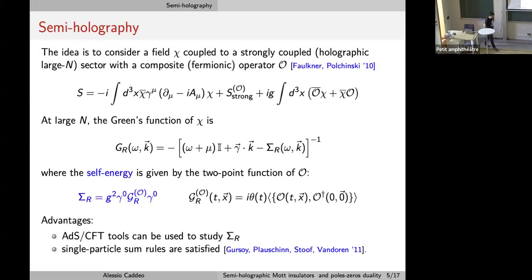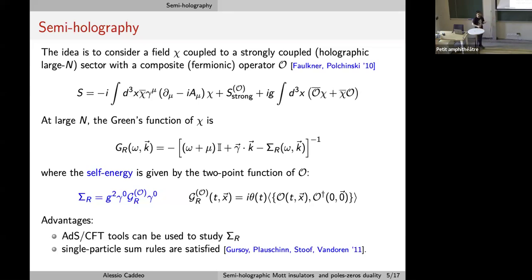So let me say first in general what semi-holography is. The idea of semi-holography was presented by Faulkner and Polchinski several years ago. And the idea is to study in a quantum field theory framework the dynamics of some fields. In my case, it will be a fundamental fermion chi, coupled to a strongly coupled sector, and in particular to a composite operator of the strongly coupled sector.